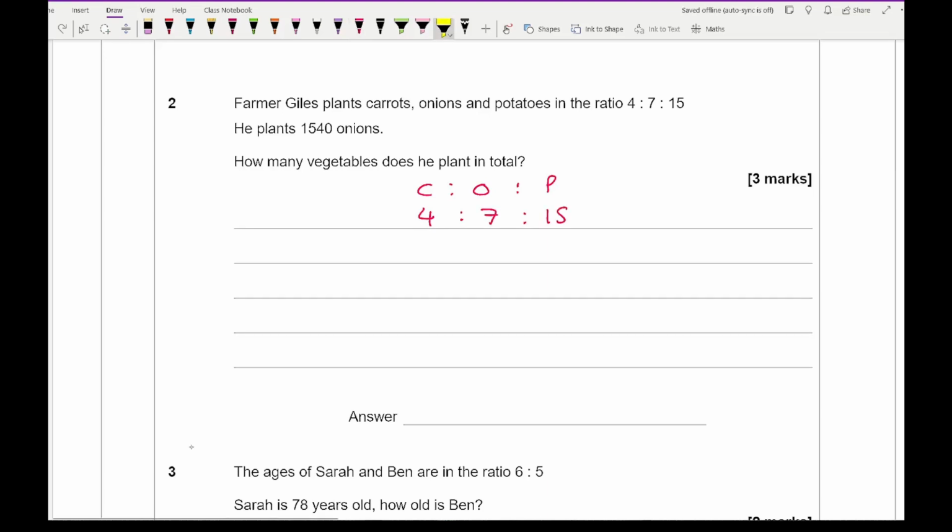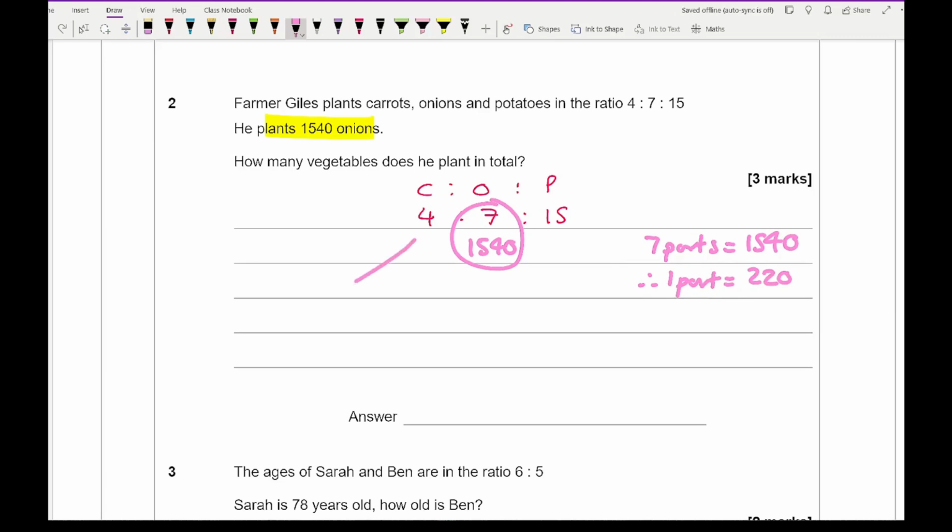Now in the information it tells me that I've got 1,540 onions, so 1540. So that means that 7 parts equals 1540. So then if I work out what 1 part is by dividing by 7, I get an answer of 220. So then if I multiply 4 by 220, I get an answer of 880, and if I multiply 15 by 220, I get an answer of 3,300.